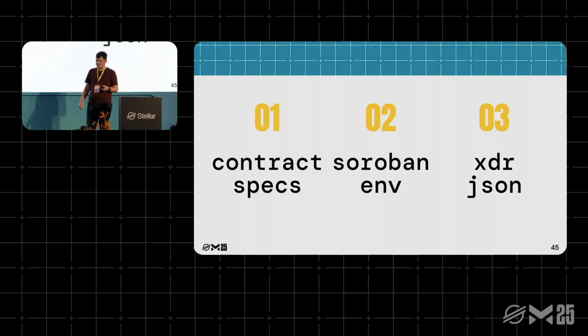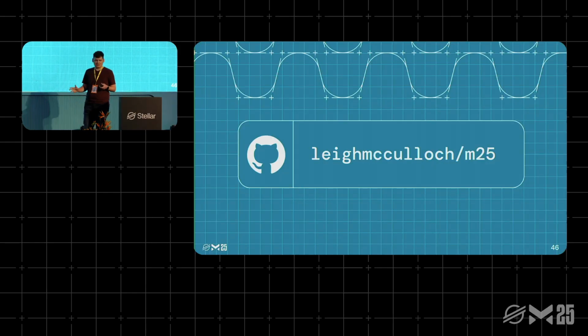So to wrap up, we've talked about 3 features that exist on Stellar that you can use in your developer products to make them more powerful and more delightful to use: contract specs, the Soroban environment, and XDR JSON. I want to leave you with some code. Check out this GitHub repository after Meridian for examples of how to use all of these features.